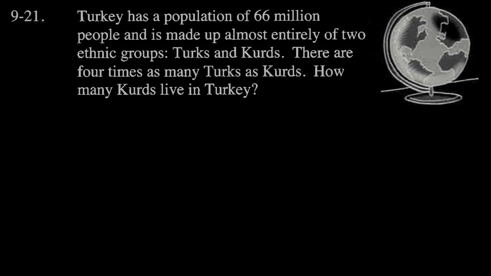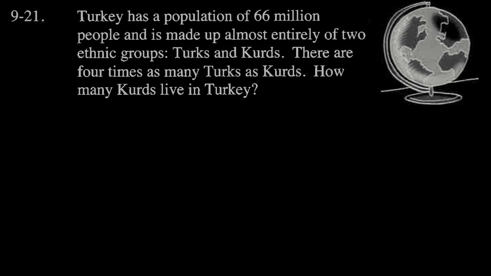So, Turkey has a population of 66 million people and is made up almost entirely of two ethnic groups, Turks and Kurds. There are four times as many Turks as Kurds. Oh my goodness. There are four times as many Turks as Kurds.